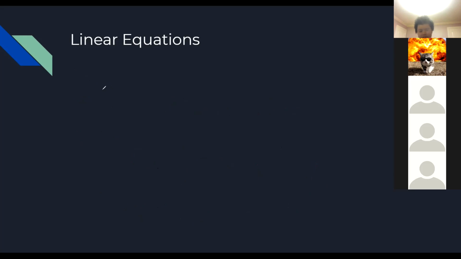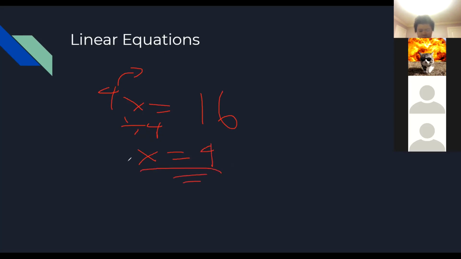So if we had a linear equation such as this one, what we would have to do here is to divide by 4 on each side since x has a coefficient of 4, and thus 4x divided by 4 is x, 16 divided by 4 is 4, so x would equal 4, which is our final solution since we found out what x is, which is kind of the point of the whole solving thing, to find what a variable equals.